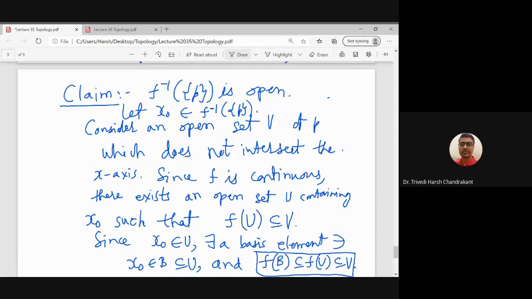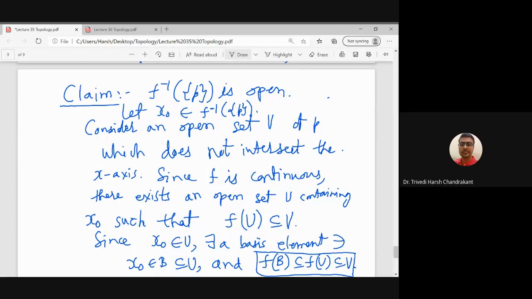Now f is a continuous function. Since f is continuous, the inverse image of every open set should be an open set. We have taken a fixed open set V which does not intersect the x-axis and contains the point P. So since f is continuous, the inverse image of V should be open, right? So there exists an open set U containing x naught such that f of U is contained in V. This is coming from an equivalent condition of continuity.